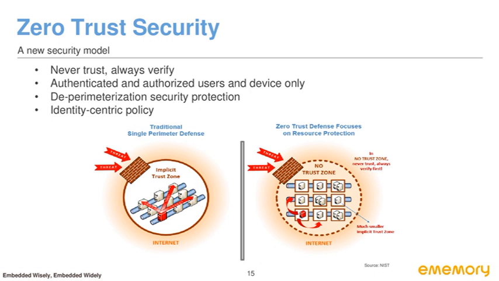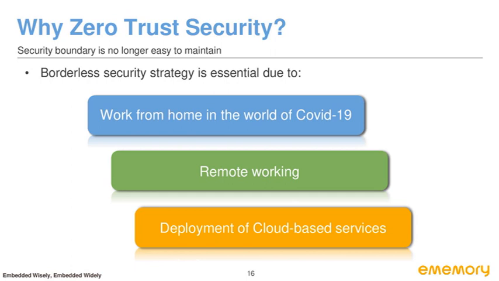In a short summary, zero trust security is needed as the following situations increase. First, work from home during COVID-19 has become normal practice. Second, remote working is set to continue for many enterprises. Third, the deployment of cloud-based services is increasing. So there is no way to maintain the old security perimeter anymore in this zero trust era. Instead, a new borderless or perimeterization approach is urgently needed. Please turn to page 17.